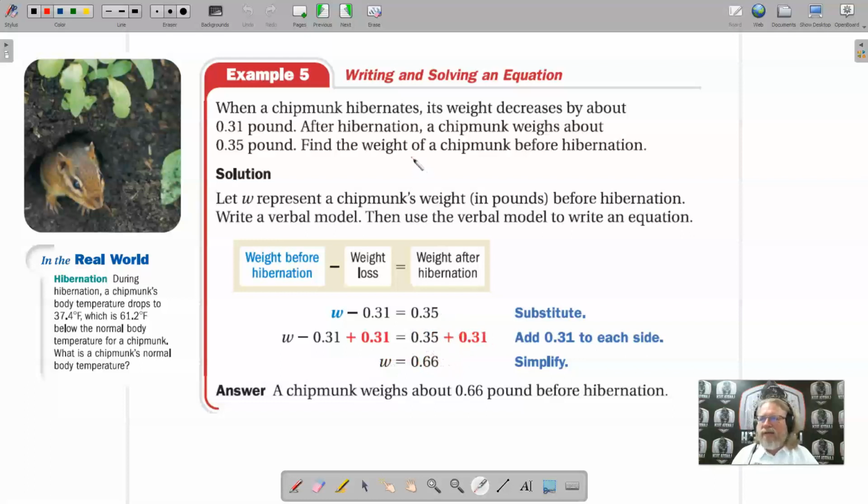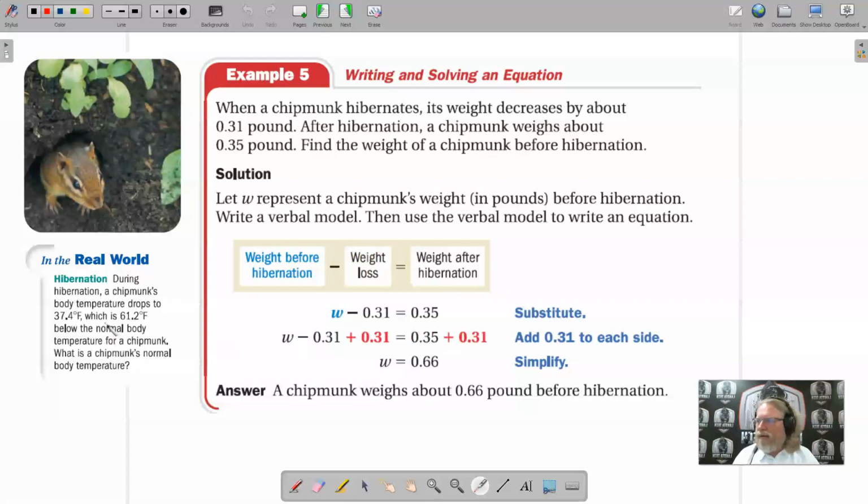And actually, if you were to ask me this question, I'd be like, well, isn't it what he weighed after plus what he lost would be what he had? So I would have just kind of shortcutted this, and I would have just said that his weight before hibernation is the sum of these two, instead of setting it up like this. So it all depends upon how you look at the problem.